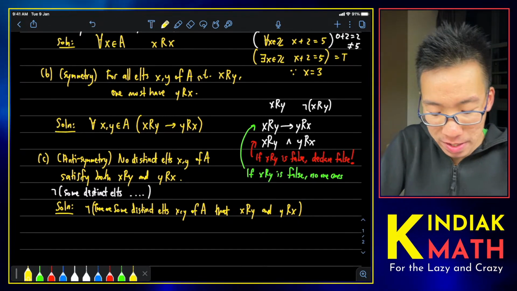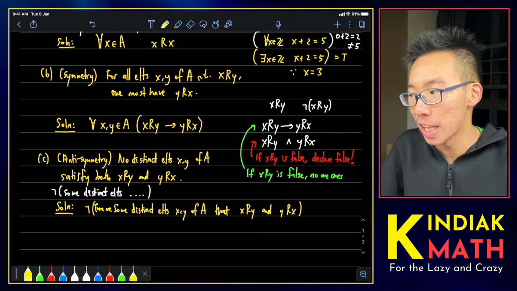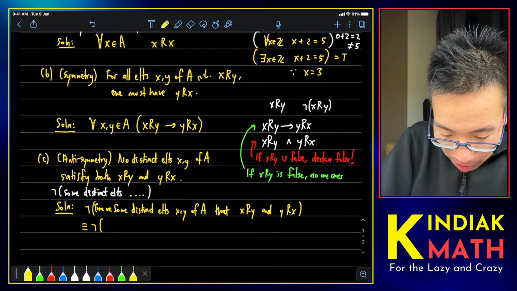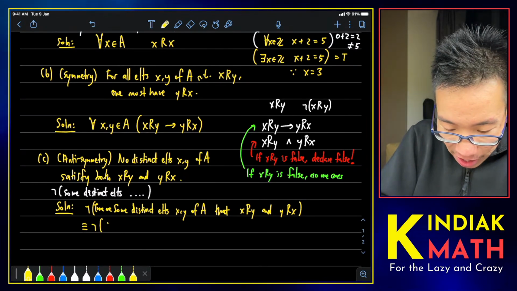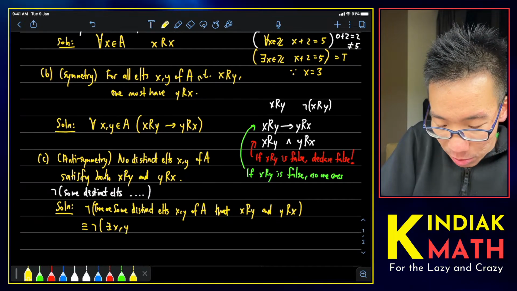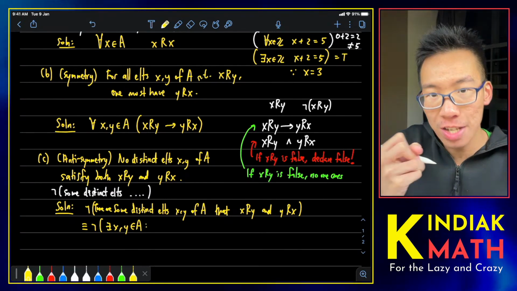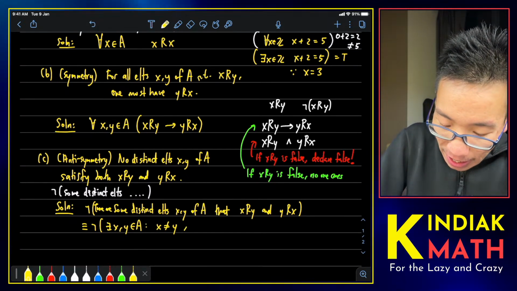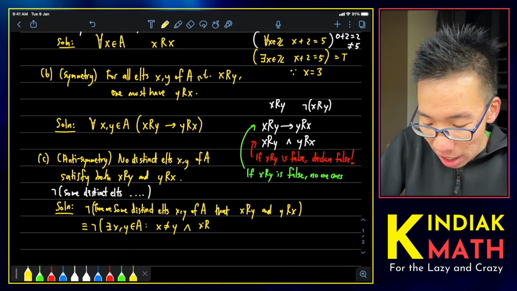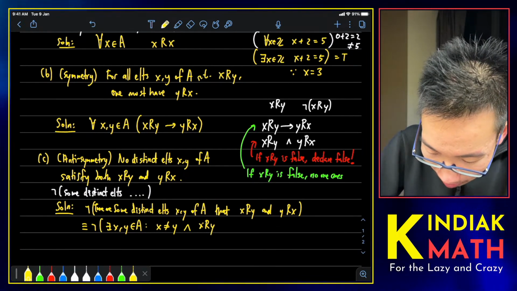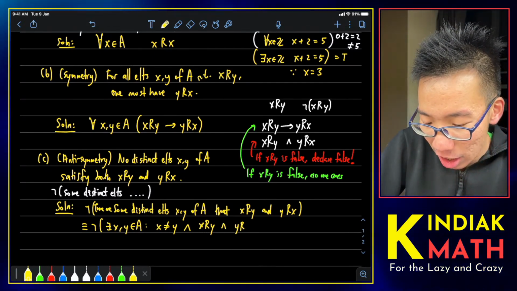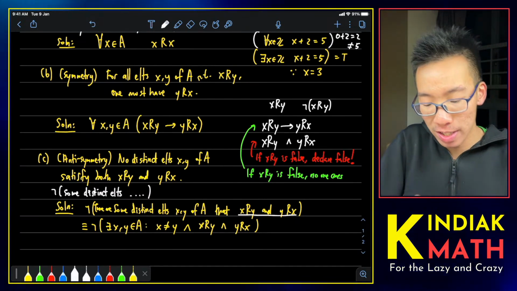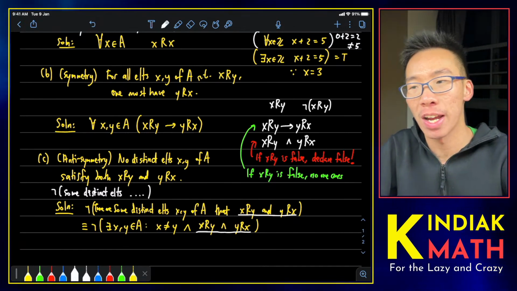And the way I would think about this is, well, if there are some distinct elements, that is the same thing as saying, I think we can use triple arrows here. There exist elements x and y of A such that x and y are distinct and x are y, and y are x. This bit over here can be written as x are y and y are x.